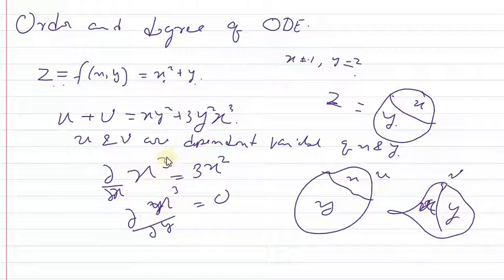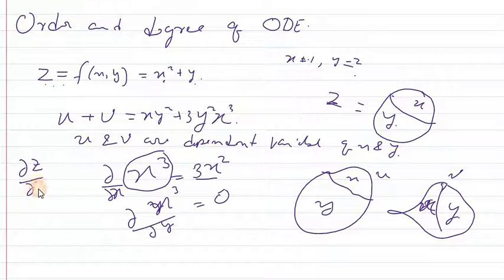Why is this? In this quantity you have x, and you are differentiating with respect to x, therefore you are not getting a 0 here. Here you have x cube, you don't have y, so when you differentiate with respect to y, you get a 0. Now in z you have x and y, so when you differentiate z with respect to x, this quantity is not equal to 0.